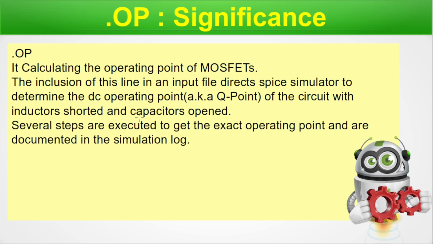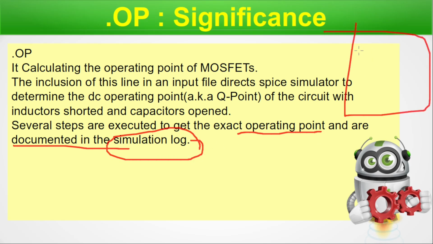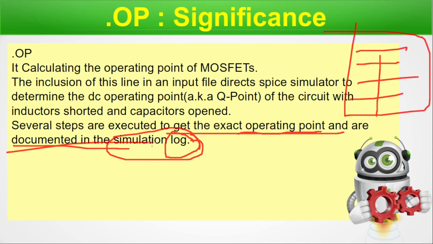Several steps are executed to get the exact operating point and are documented in the simulation log. That means whenever you have a terminal, the terminal will give you the chronological output of the SPICE simulation. There will also be a log file generated that will also have it. So all the operating points will be given.